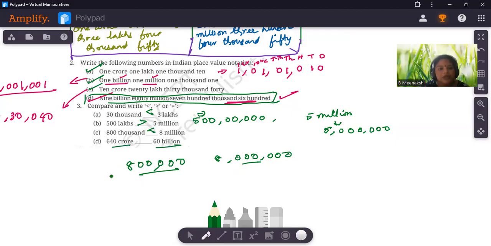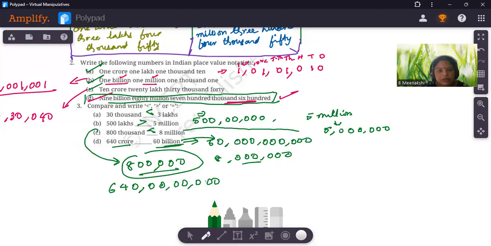Now, let us see 640 crores and 60 billion. 640 crores is 640 followed by 7 zeros, and 60 billion is 60 followed by 9 zeros.